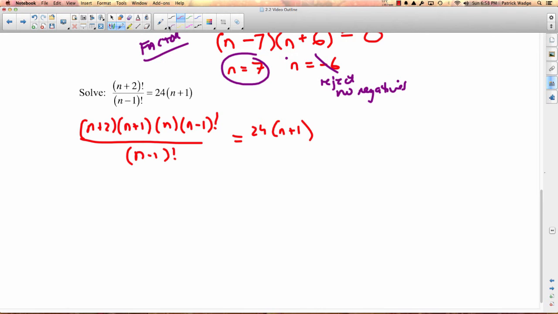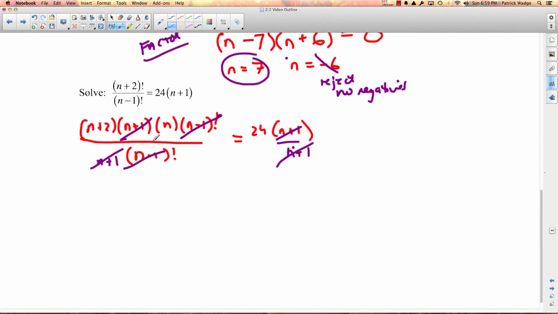Wow, what a mess. Okay, these cancel, because you have one on top and one on the bottom. Do you see the n plus 1 and n plus 1 on both sides? So if you divided both sides by n plus 1, I'm going to divide this side by n plus 1, I'm going to divide this side by n plus 1, then those would cancel too. If you have the same thing on both sides like that when you're multiplying, you can cancel. So you're left with n plus 2 times n equals 24.